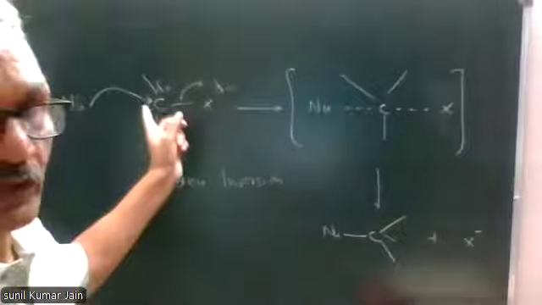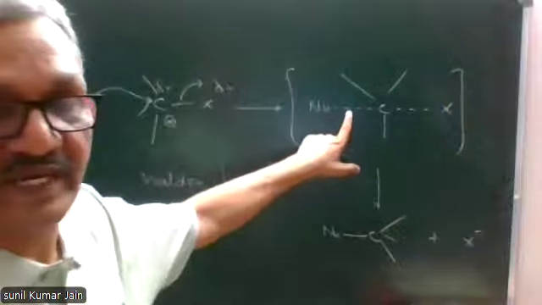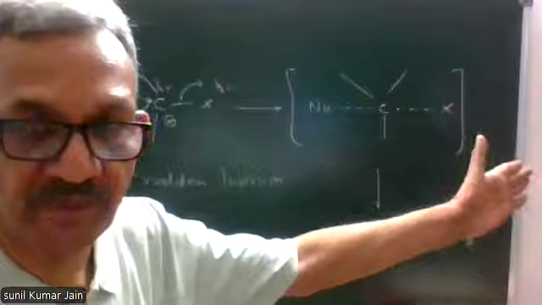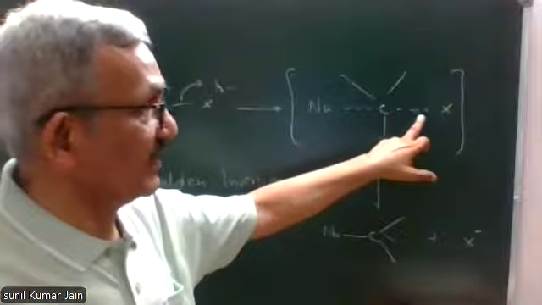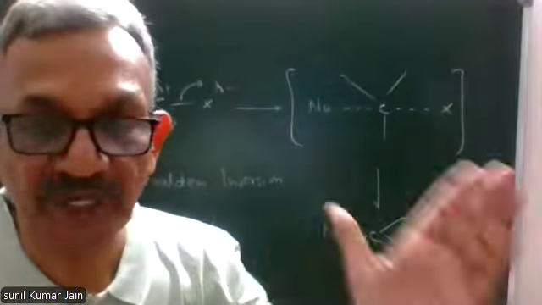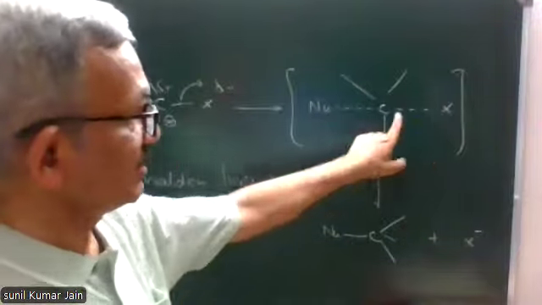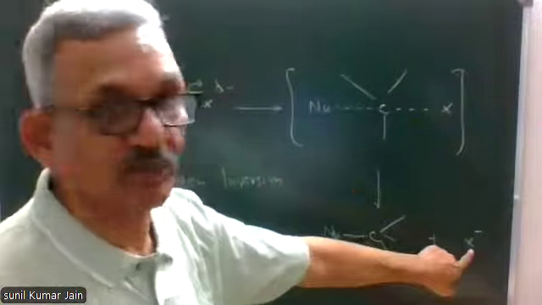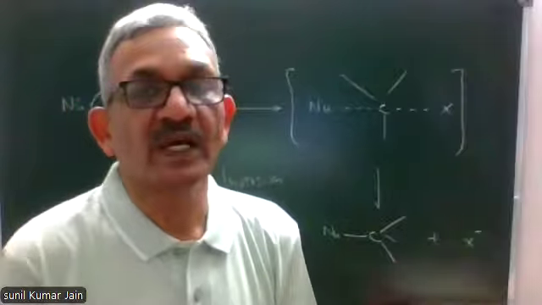So I'll repeat. The nucleophile attacks the alpha carbon atom from the backside. The bond between the nucleophile and the alpha carbon starts forming. At the same time, the bond between the alpha carbon and the halogen starts breaking. Ultimately, this bond is completely formed, this bond is completely broken, and the halogen is knocked out as a halide ion. These three bonds are inverted, and therefore this is called inversion of configuration. Particularly, we call it Walden inversion.